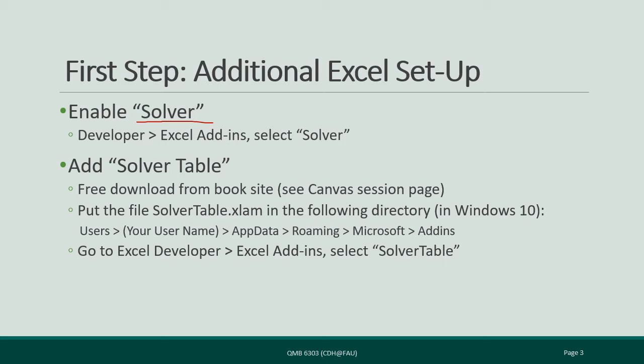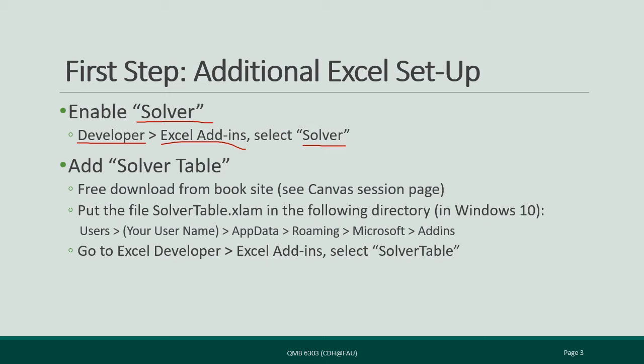So you just have to go to the developer ribbon, which we activated last time, and then select Excel add-ins and then check for the solver item. If it's not checked, then you have to check it. So that activates solver. So just take that step and close it.